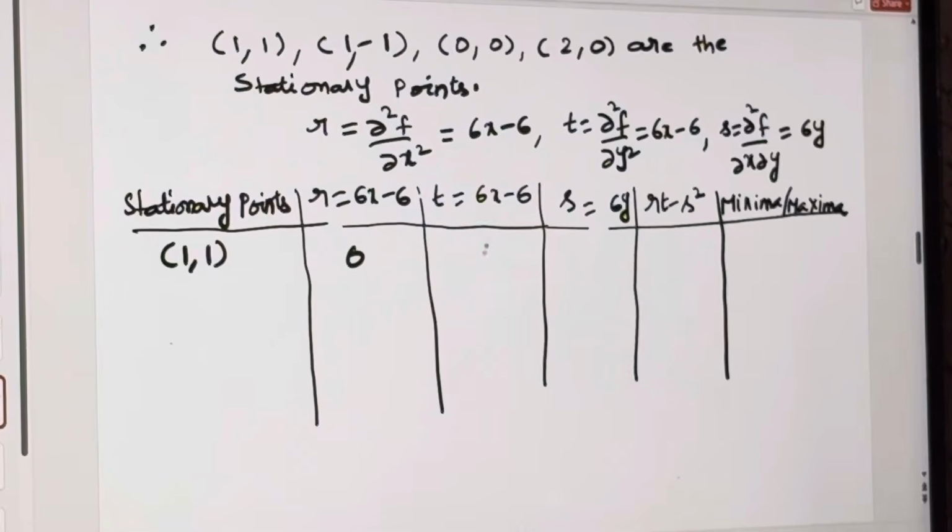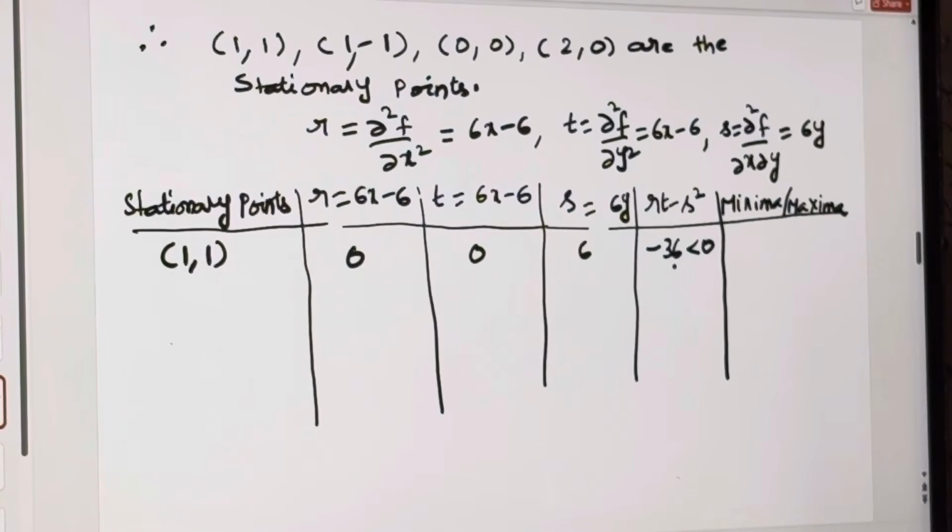Similarly, here also you will be getting the value 0 because in place of x when you substitute 1 you will be getting the value as 0. s का वैल्यू क्या है? s is equal to, you will be getting 6 because y is 1, 6 into 1 is 6. Similarly, r into t is 0 है, minus s square is minus 6 square which is 36. What is minus 36 students? Minus 36 is less than 0.